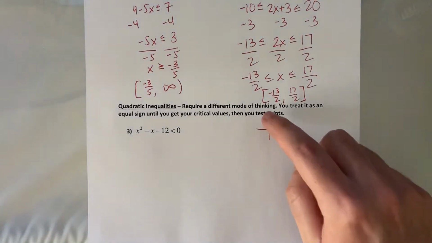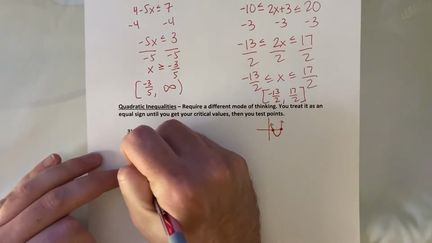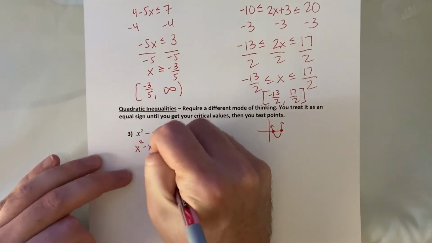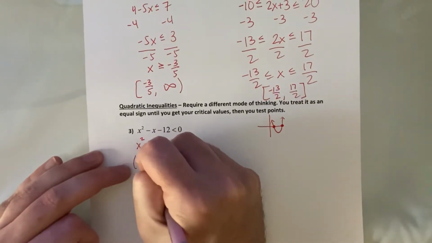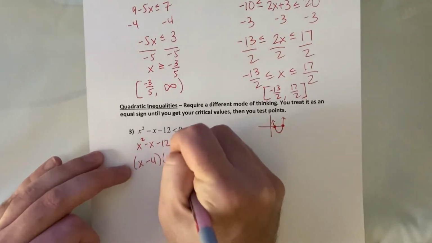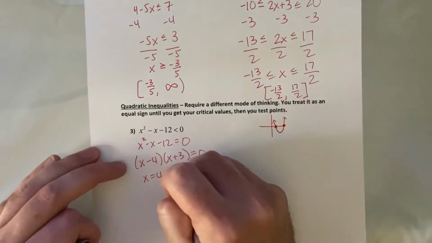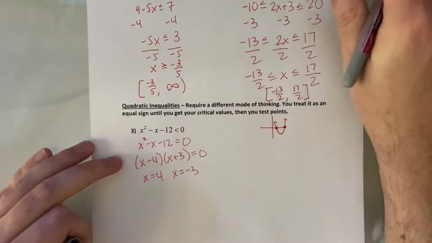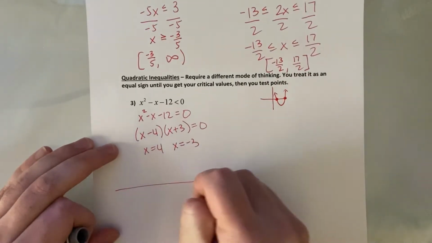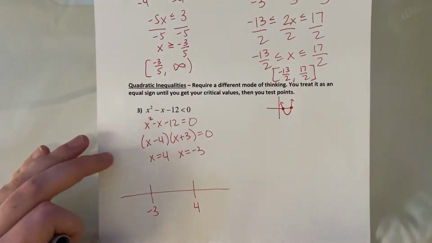But then we're going to have to test areas to see if they're positive or negative, depending on what we're looking for. So what we do here is x squared minus x minus 12 will set it equal to 0. And we'll factor potentially x minus 4 times x plus 3 equals 0. So those points, those roots, are x equals 4 and x equals negative 3 in that case. So what we'll do in this class is we'll make a test chart, negative 3 and 4.